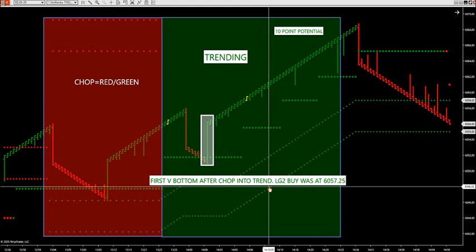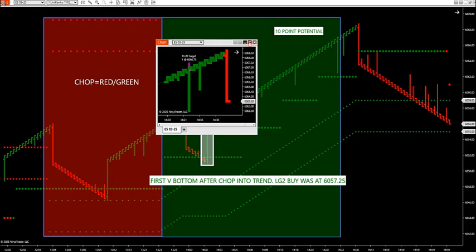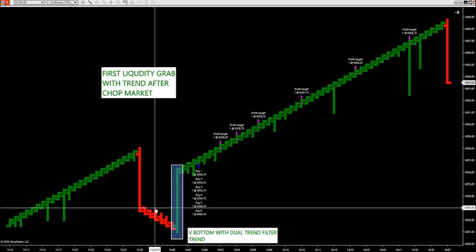The LG2, the liquidity grab buy, it fired on the trade right after this V bottom came into play. So it ran almost 10 points, a little bit over 10 points on the run. So what you do is you want to fire in the trade on the first liquidity grab.